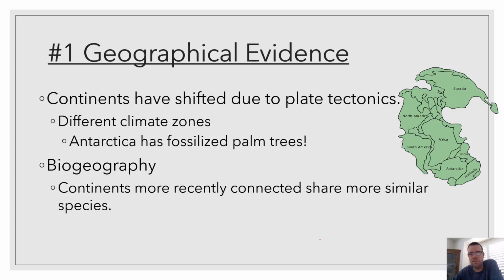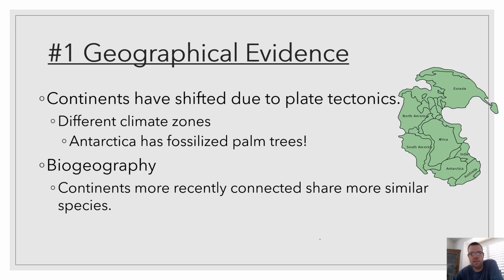So the continents are not where they've always been, and the result is that the climates have changed. In fact, Antarctica used to be tropical, and there are fossilized palm trees underneath, in some cases, a mile of ice. The study of the locations of the different fossils and organisms is called biogeography.